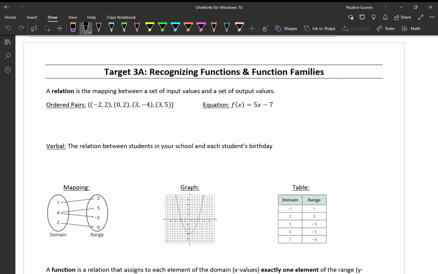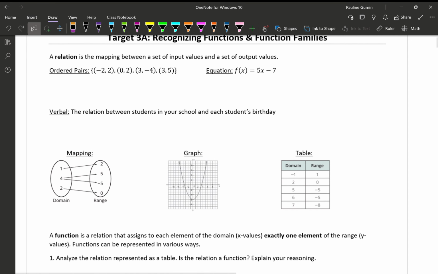All right, a relation is the mapping or the relationship between a set of inputs and a set of outputs. Now, relations can be modeled in several different ways. It can be modeled through ordered pairs, as you can see there, an equation. We can have a verbal relation, so a sentence in English. The relation between students in your school and each student's birthday, right? That's a relationship. There's mapping, as you can see, the two circles with the arrows. There's graphing, standard graph, XY grid, and there's tables. So all 1, 2, 3, 4, 5, 6 ways are ways to represent relations.